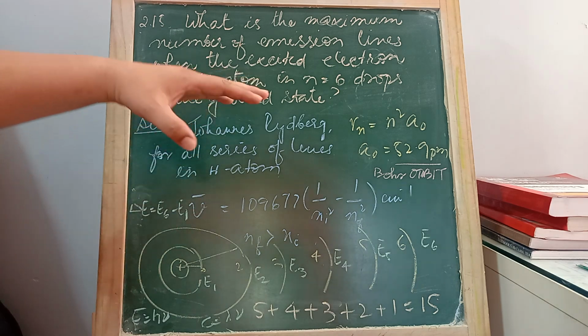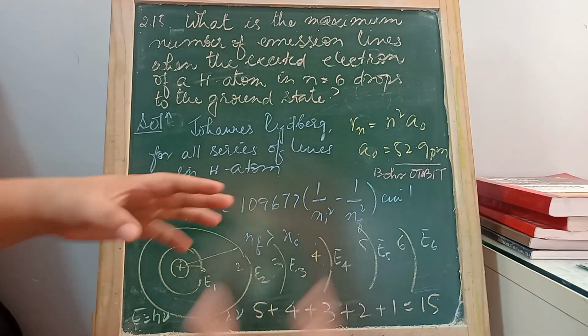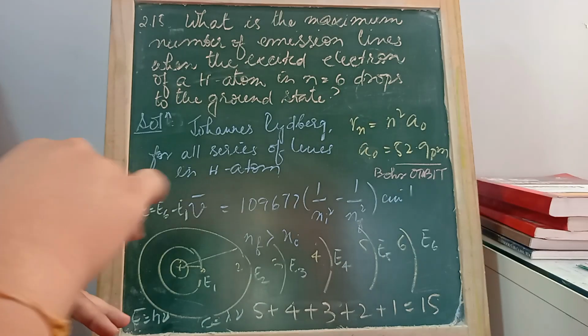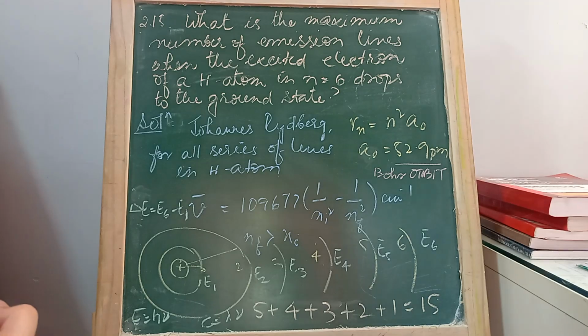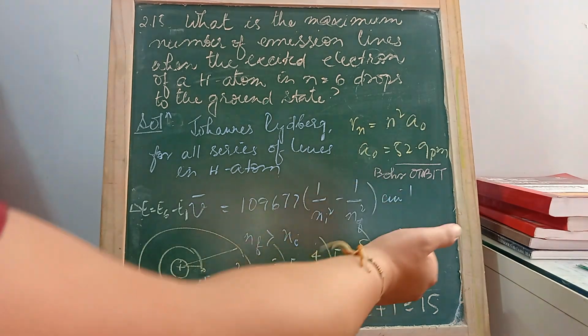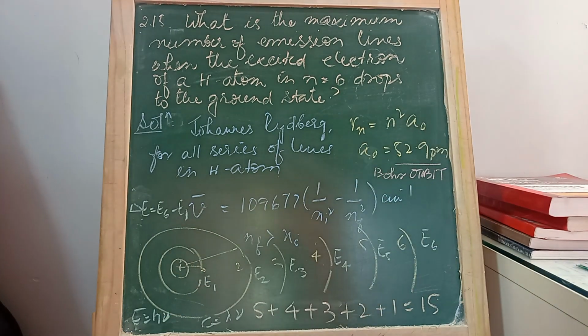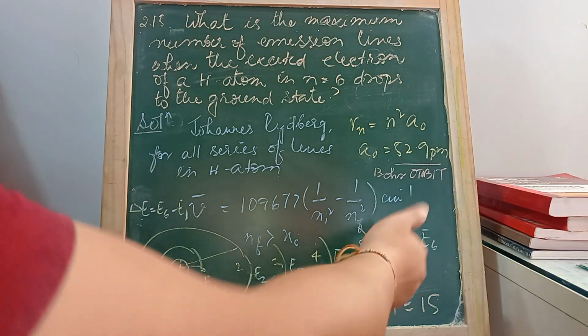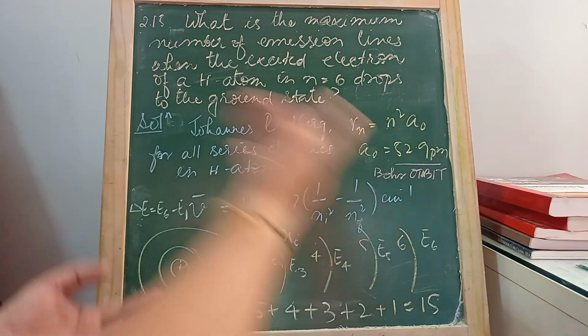So in other words, we can take this question as asking: what are the different amounts of energy that will be released when an electron jumps from 6 to any of the orbits below it? So how many kinds of jumps can it make?